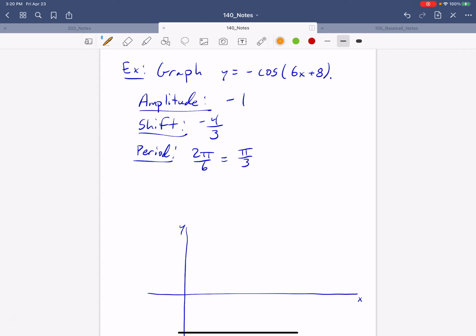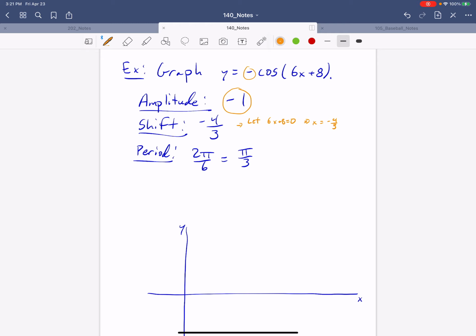Hey everyone, let's graph y equals negative cosine of 6x plus 8. Now remember, we already established that the amplitude was negative 1, and that the shift was negative 4/3, because we let 6x plus 8 equal 0, which implies that x equals negative 4/3 when you solve for x.